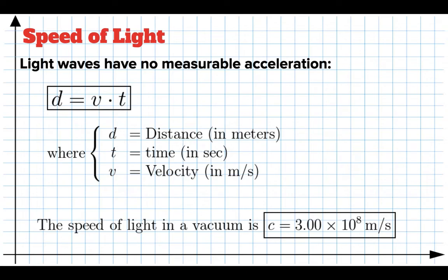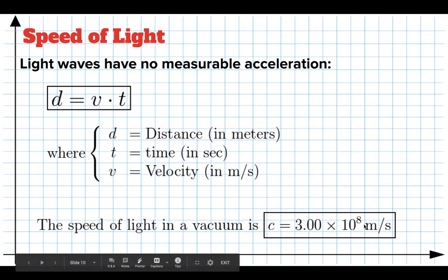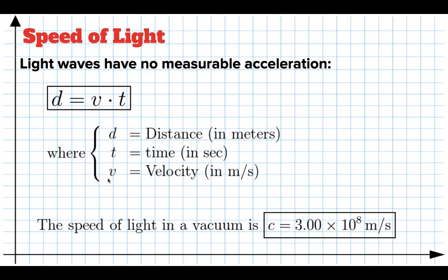So light doesn't have any measurable acceleration, and so when light is turned on, the waves propagate outwards at 3.0 times 10 to the 8th meters per second. And so if you want to know how far they go, it's very easy. This is like back in algebra equations, right? The distance the light goes is equal to its velocity times its time, and its velocity is always the same in a vacuum. It's 3.0 times 10 to the 8th. So to solve problems, we're going to use distance equals rate times time, and the rate, the velocity, in meters per second is always 3.00 times 10 to the 8th meters per second.